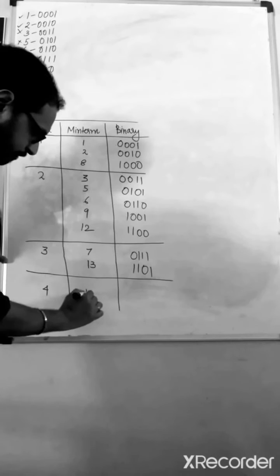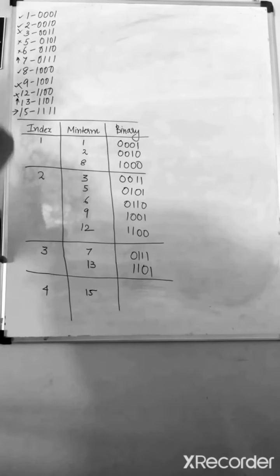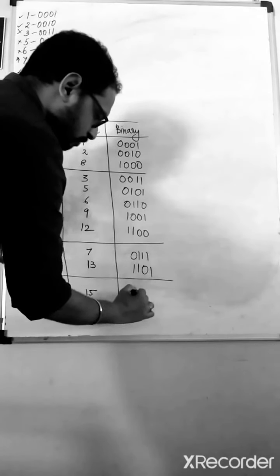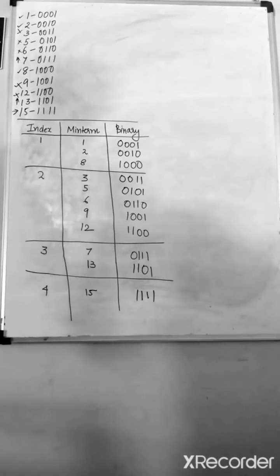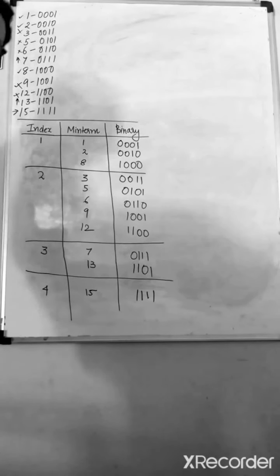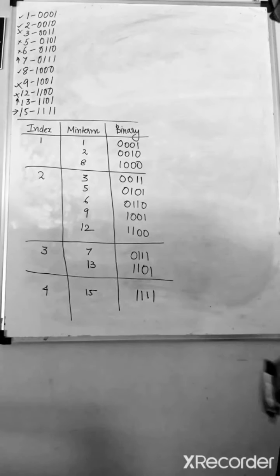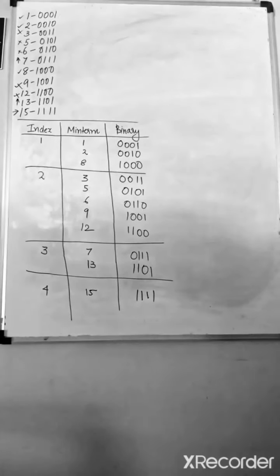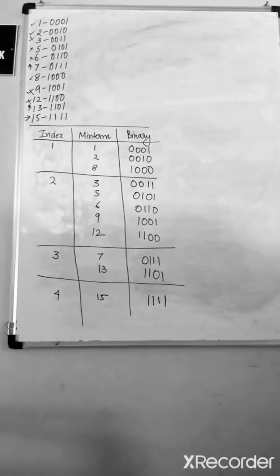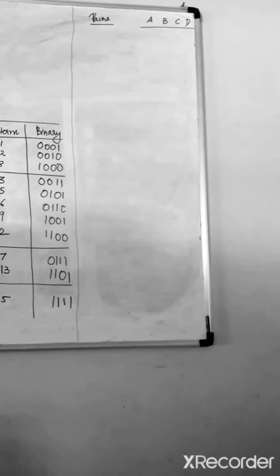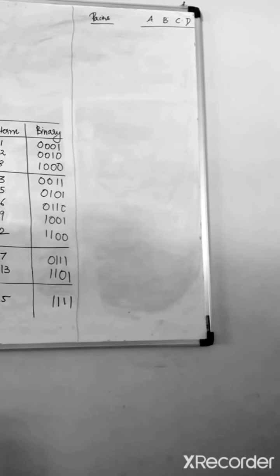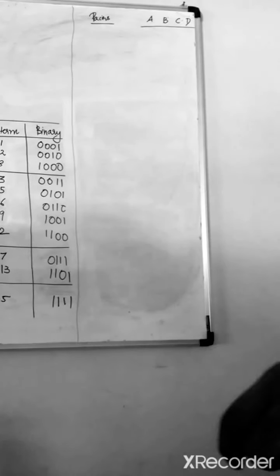Next one is 15, 4 ones, so 1 1 1 1. Clear? How we form the index, how we form the minterms, and how we grouped this. Hope you understood till there. Now we are going to continue from that particular position.